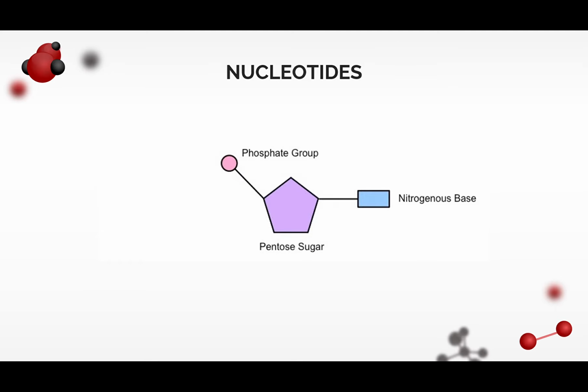And here you can see a nucleotide. Those are the building blocks of the DNA and the RNA, and the nucleic acids are long chains of nucleotides which store and transmit genetic information. Three principal components, as you can see here, are the 5-carbon pentose sugar, forming a pentagon, the phosphate group, forming a circle, and a nitrogenous base, forming a rectangle.